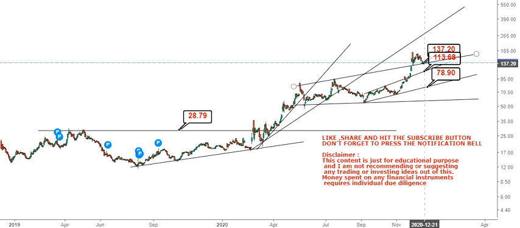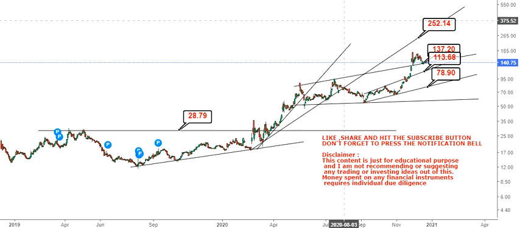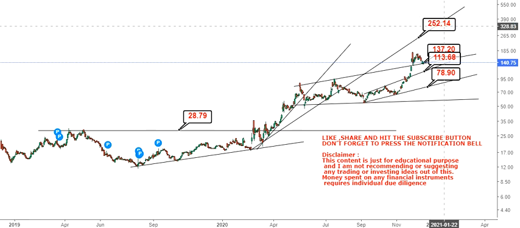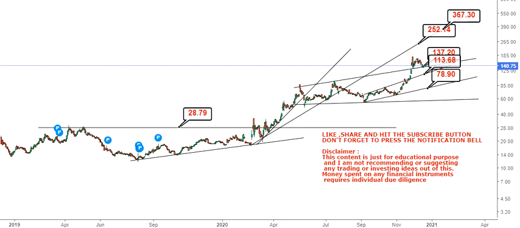Now if the stock sustains at or above 137 as it has been right now, then we will look at a target which will be in between 250 and 367 in the upcoming weeks as well as in the upcoming months. Now this will take time. Do not ask how and when it will happen.